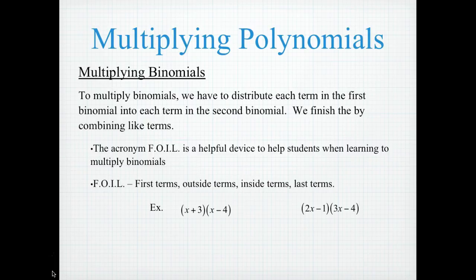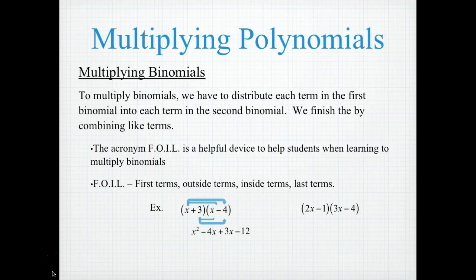So we start with the first term in the first binomial, and that's x. X gets multiplied by each term in the second binomial. So we start by multiplying x times x, and then we multiply x times negative 4. That gives us x to the second minus 4x. Now we move on to the second term in the first binomial, and that's 3. 3 gets multiplied by each term in the second binomial. So 3 gets multiplied by x, and 3 gets multiplied by negative 4. That gives us 3x minus 12.